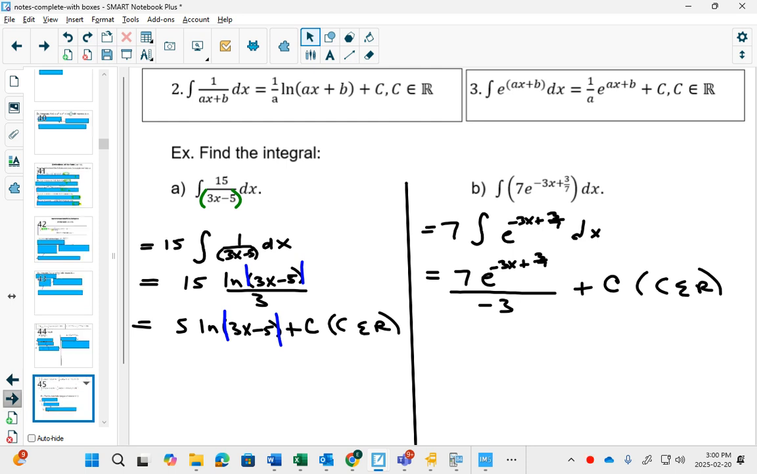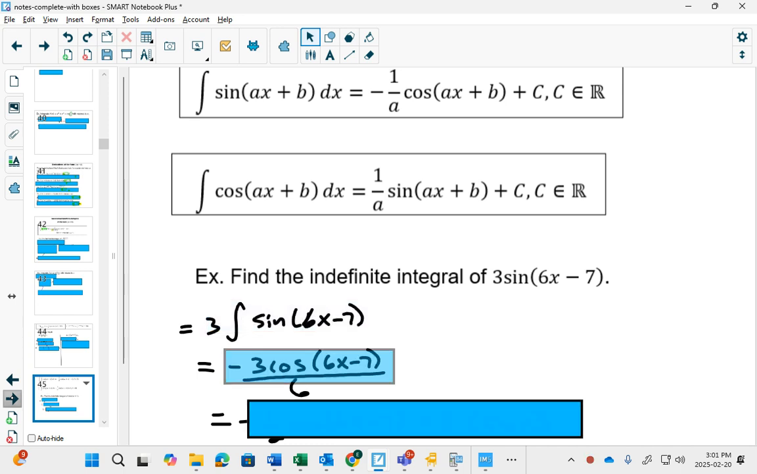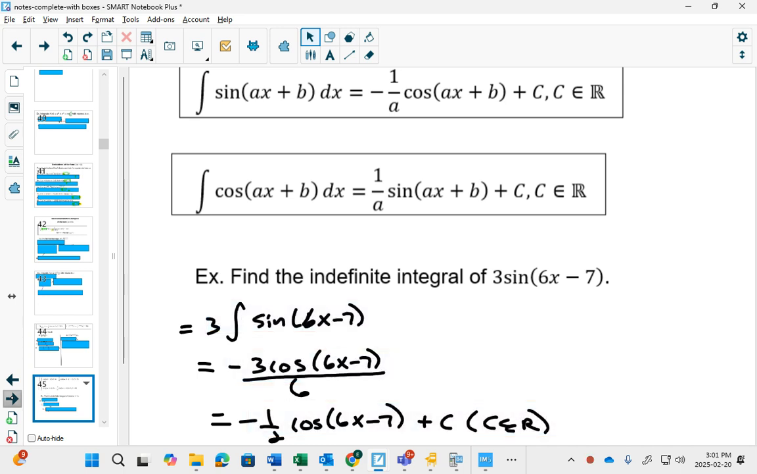And I'll put up these answers of sine and cos there. Exactly more of the same. So here's the one with integral sine. You'd have to divide by 6 to compensate.